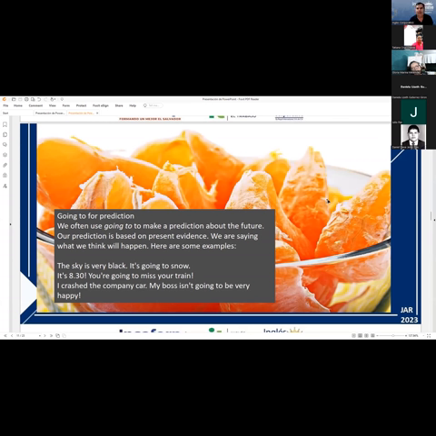Okay. Going to for prediction. What do you predict? Say like this. You see someone with a bowl of fruit, and she's sitting down. You say, she's going to eat fruit. Or Danny is going to the refrigerator. She opens the refrigerator and takes out the bottle of Coca-Cola. What do you predict? She's going to drink Coca-Cola, right?